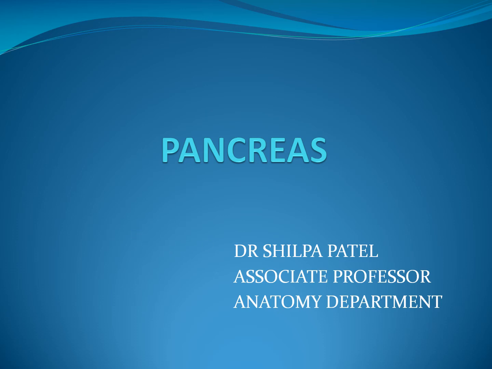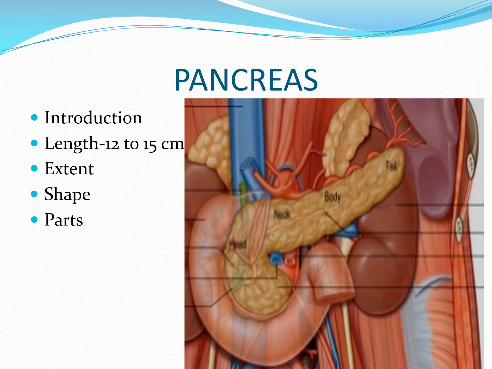Hello, good morning everybody. Today's class is the pancreas. It is a gland that is partly exocrine and partly endocrine. The exocrine part secretes the digestive pancreatic juice and the endocrine part secretes the hormone insulin. It is a soft, lobulated and elongated organ. So what is the location of this pancreas?